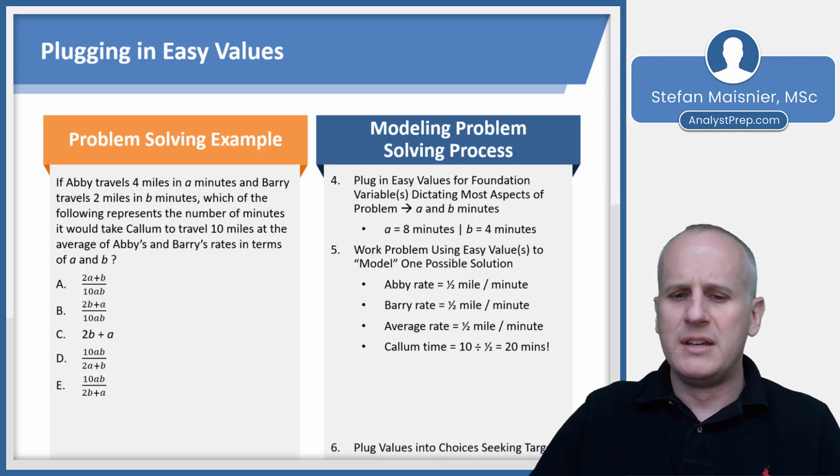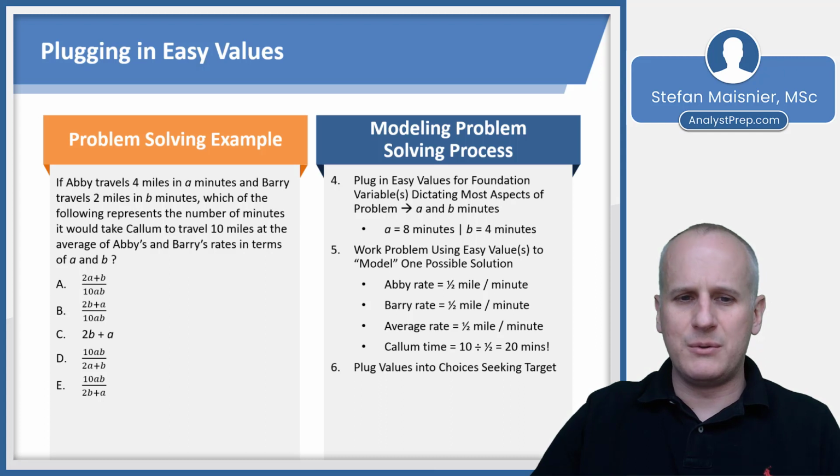Simple enough. So now we plug in the values that we used, A is 8 and B is 4, seeking that target of 20 minutes. So we have 320. If we're dividing by 10 times A times B, that's going to be 320.